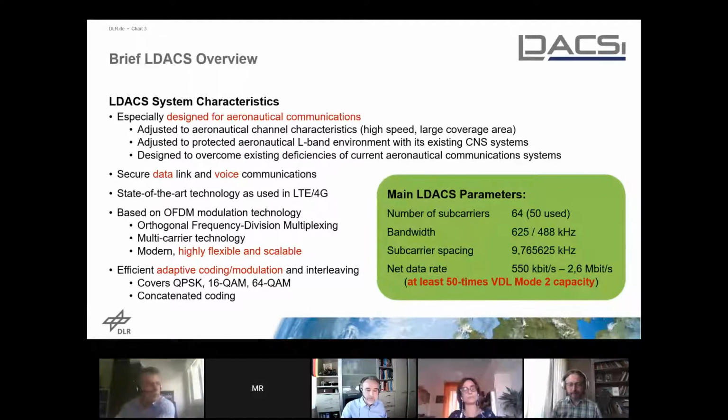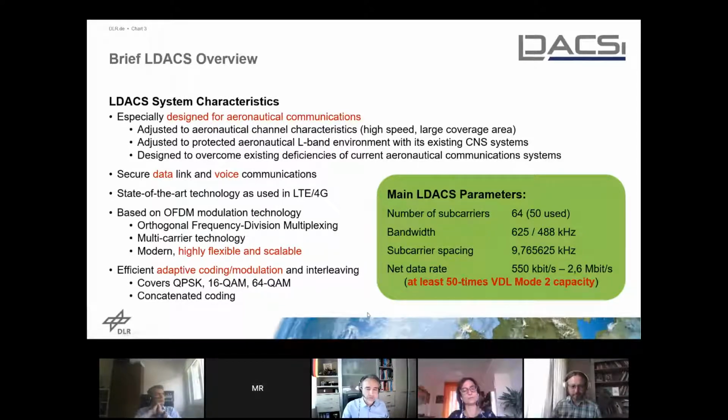Can I just interrupt for a moment? I noticed that there's a question here related to what you just mentioned, the net data rate. Is that per aircraft, or is it shared between multiple aircraft? This is always a complete capacity, as given in all communication systems. So if you have several aircraft transmitting simultaneously, you have to split it up, of course. And the ground station can make available this data rate. Okay, thank you very much.